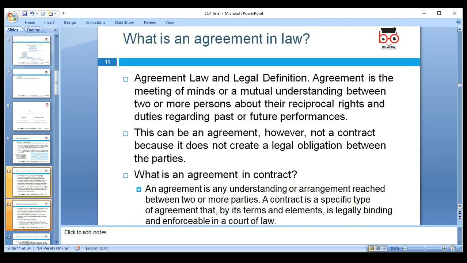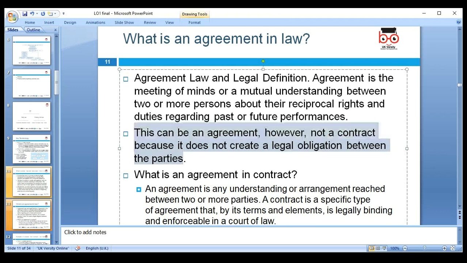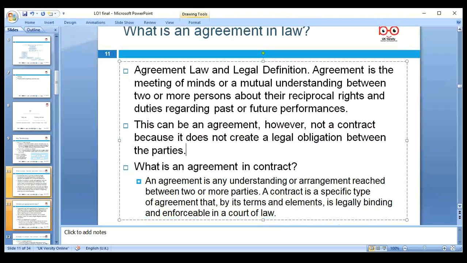What is an agreement in law? Agreement in law has a legal definition. Agreement is a meeting of the minds, or mutual understanding between two or more persons, about their rights and duties for future performance, what they will do. This can be an agreement, however not a contract, because it does not create a legal obligation. If it is a legal obligation, there is offer, there is acceptance, there is a mutual exchange, then it is a contract. Otherwise, it is not a contract.